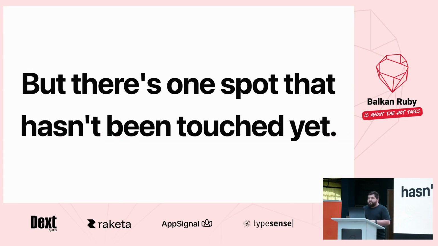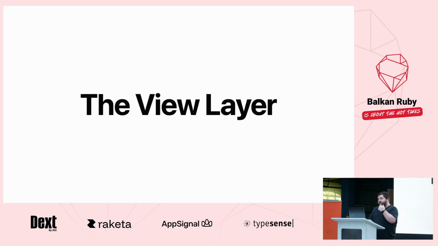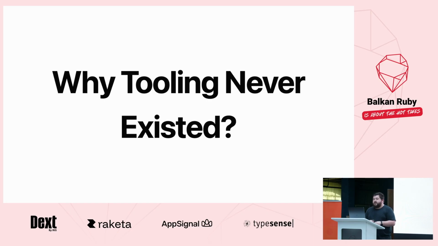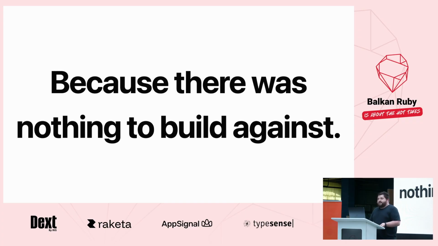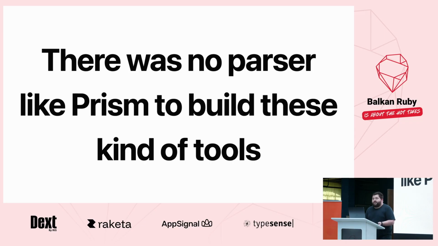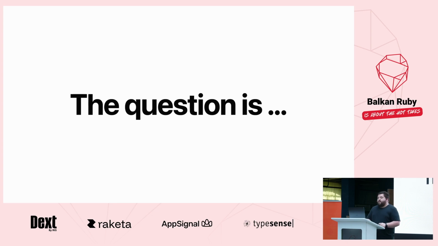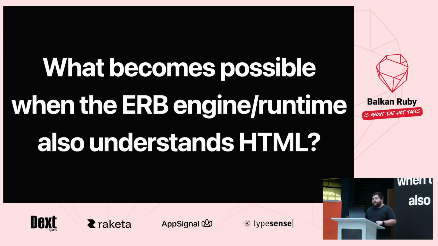But there has been this one spot where we haven't really innovated much yet, and that's the view layer itself. And I've been asking myself why there never was any tooling for that. And I feel like the reason is that there was nothing to build against. There was not really a parser like we have with Prism for Ruby now that could handle HTML ERB really well. So the question is, what becomes possible when we teach our ERB engine and the ERB runtime to also understand HTML itself?